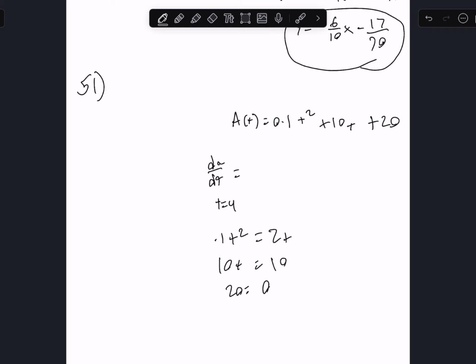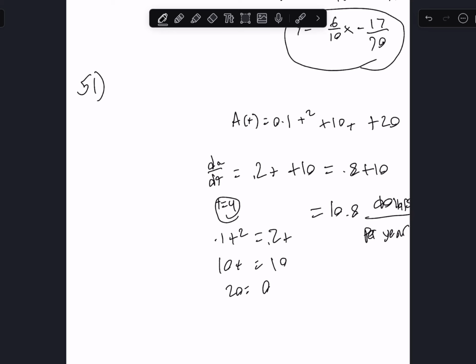So we input our values: 0.2t plus 10. And now we input our 4. If we make t equal to 4, we get 0.8 plus 10 and get the final number of 10.8 per year. And obviously it's in thousands, as our original equation stated. So our final answer will be 10.8.